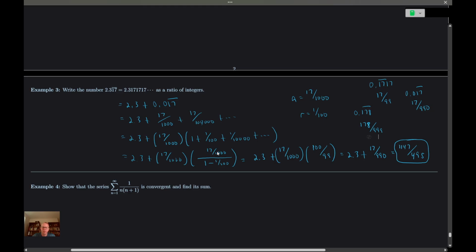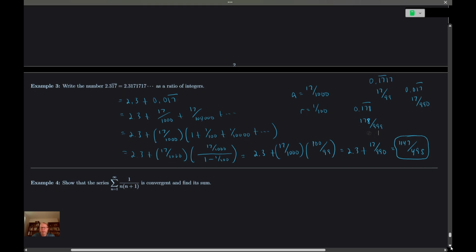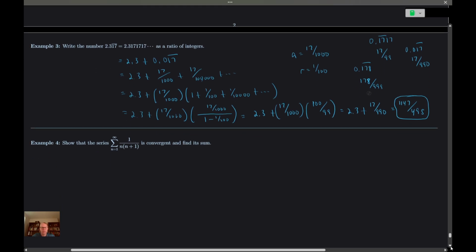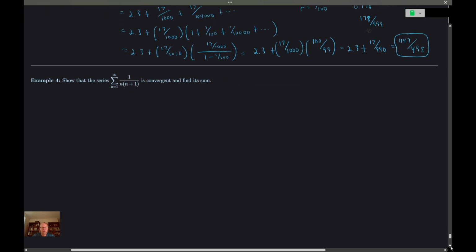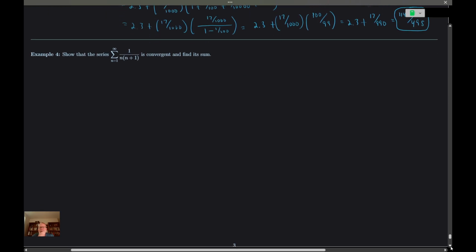But the geometric series is useful depending on how far in math you're going to go. Geometric series come up quite a bit, so it's useful to be able to work with those. Okay, so now show that this series is convergent and find its sum. Now, what can we do with this?